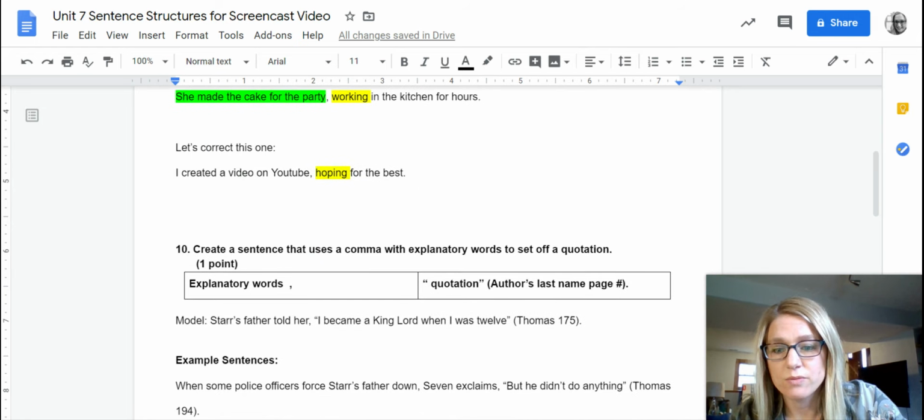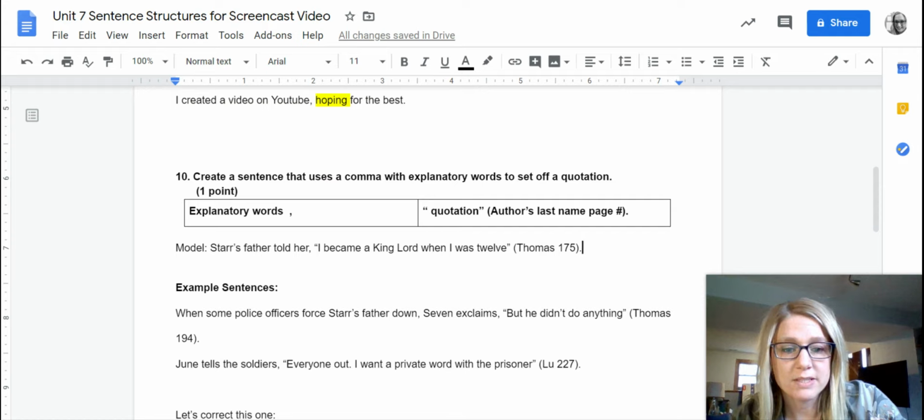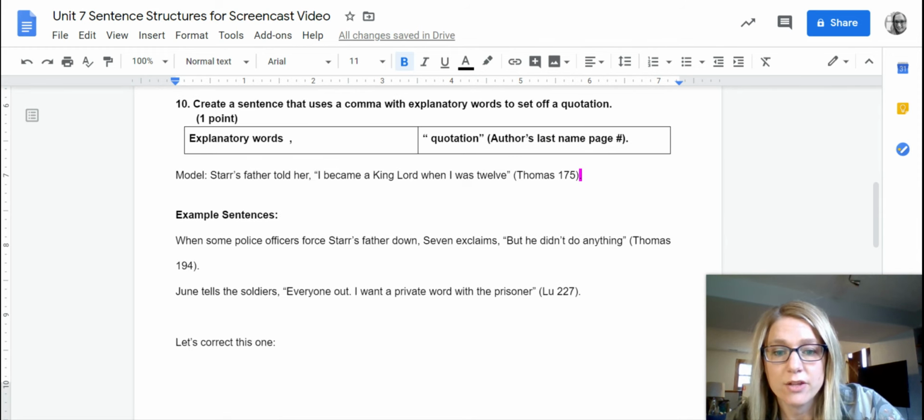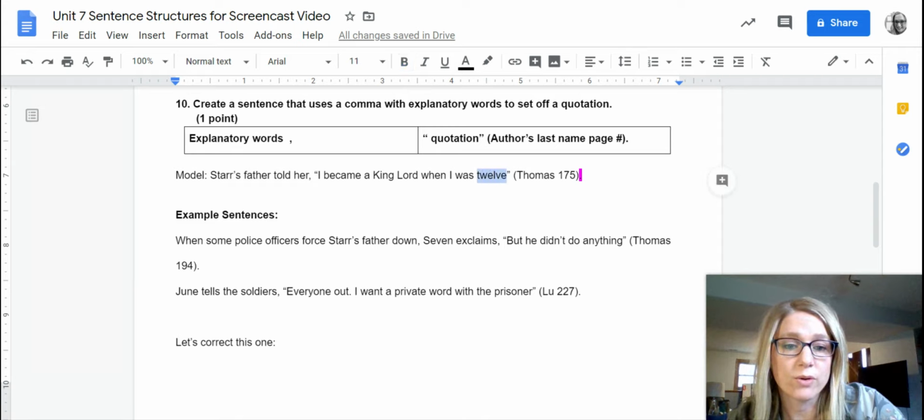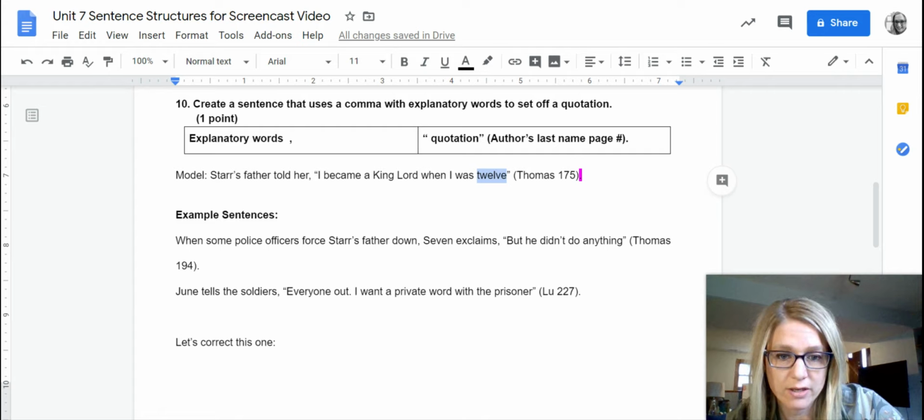The second one has to do with the explanatory words and adding the quotation from your book club book, as well as the MLA citation in parentheses, author's last name and page number. One of the biggest mistakes here was that people are forgetting that we need to put the period after the parenthetical citation. The other piece to remember is that at the end of your quotation, before the parenthetical, there is no punctuation unless it is a question mark or an exclamation mark.